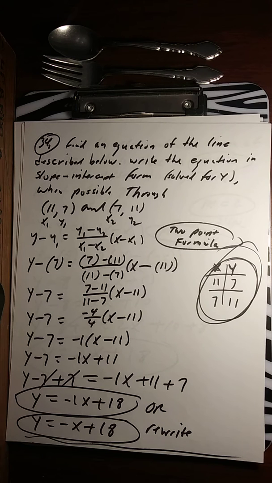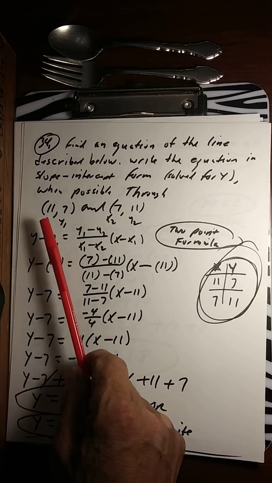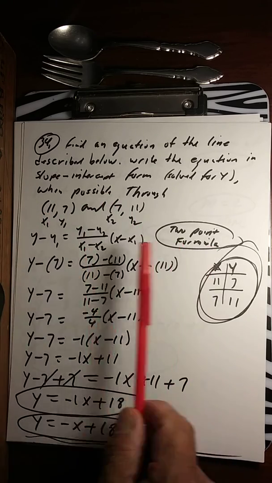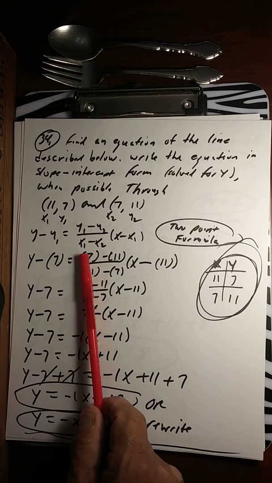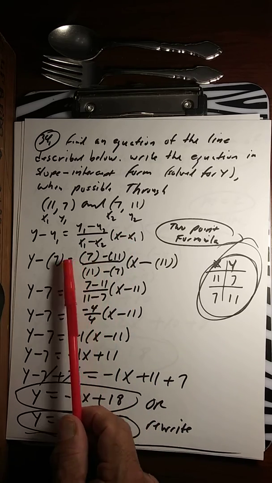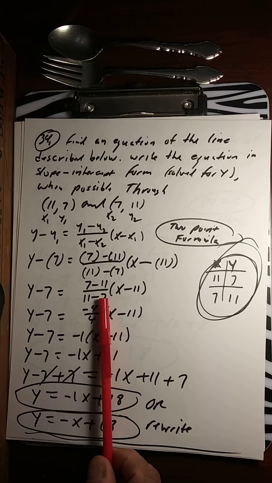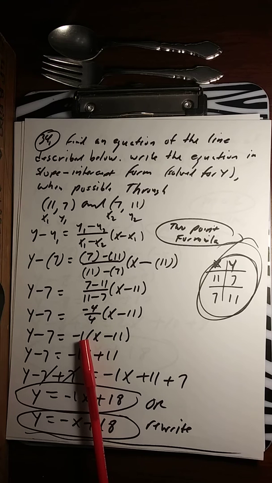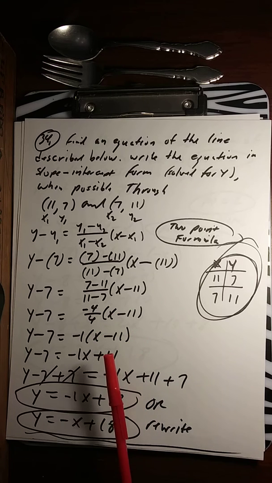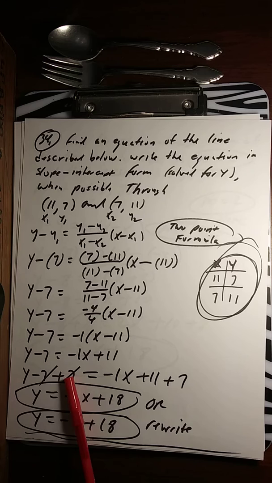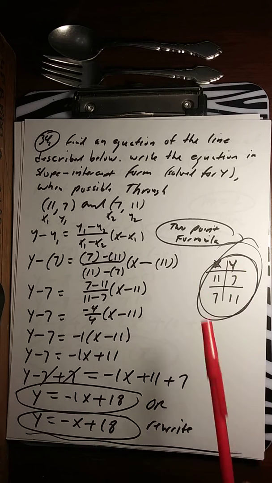Find the equation of the line described below. Write the equation in slope-intercept form. Solve for y when possible. Alright, so x1, y1, x2, y2. Two-point formula: y minus y1 equals y2 minus y1 over x2 minus x1, times x minus x1. Put the numbers in. 7, 11, 11, 7. So 7 minus 11 over 11 minus 7, negative 4 over 4, is negative 1, times x minus 11. Now plus 7, these are gone. So we have y equals negative 1x plus 18, or y equals negative x plus 18. We don't need the 1 in there. And there's a point we're looking at.